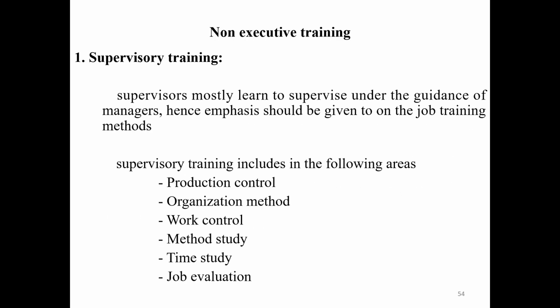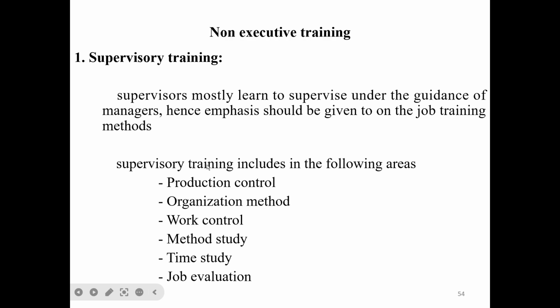So the next one is the non-executive training. See, basically we have executive training and non-executive training. So we are going to learn the four different kinds of non-executive training. The first one is supervisor training. See, supervisors are generally going to give the guidelines. The managers are the ones who are going to give the guidelines to the development team, and this development team is going to give some advice to the workers.